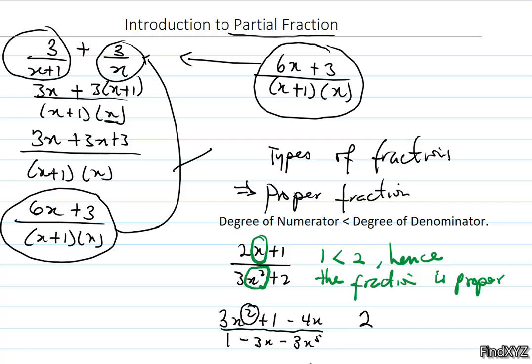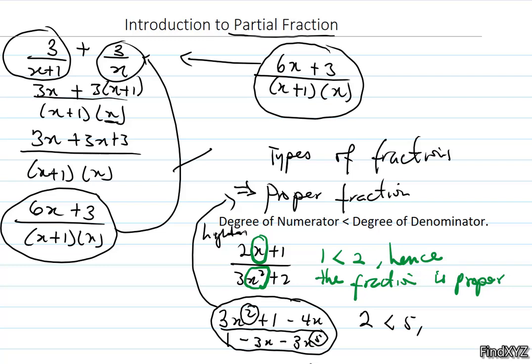Then we look at the denominator. What is the highest power there? 3x is to the power of 1 and 3x is to the power of 5. So we pick the highest power. We can see that 2 is less than 5. Hence, this fraction is a proper fraction. For a proper fraction, you look at the highest degree of the numerator and the highest degree of the denominator. When the highest degree of the numerator is less than the highest degree of the denominator, then you can confidently say that the fraction is a proper fraction.